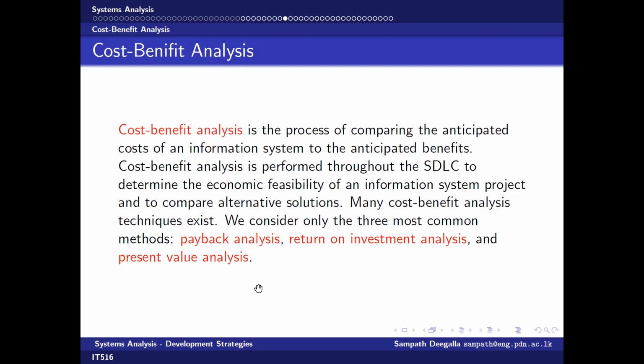Okay, so let's first start with the cost benefit analysis. Here, what we do is compare the costs with the benefits, right? You will look at the system development life cycle, determine the feasibility of the system project, and then compare the alternatives. There are many cost benefit analysis methods, and what we are going to look at today is payback analysis, return on investment, and present value analysis.